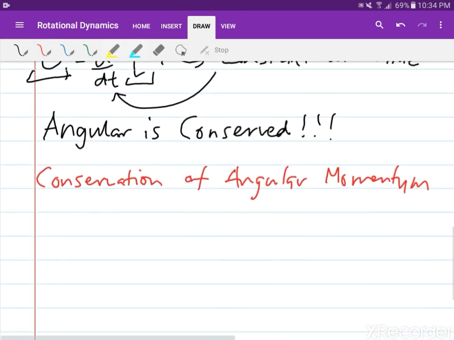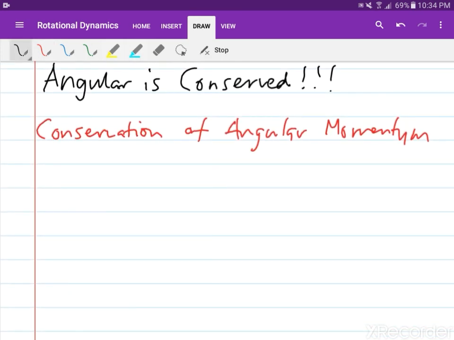Anyway, so we have conservation of angular momentum. So the initial angular momentum must be equal to the final angular momentum.